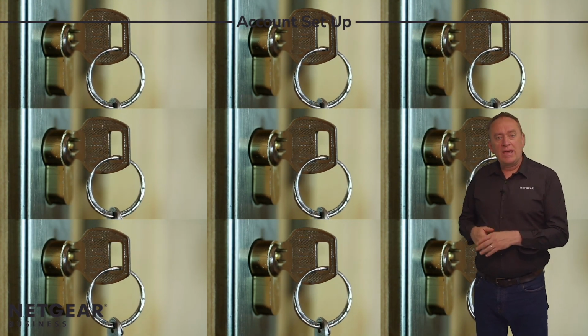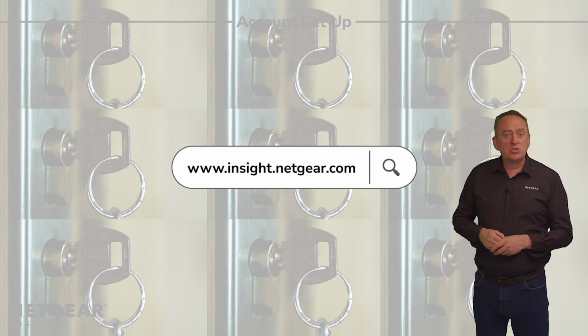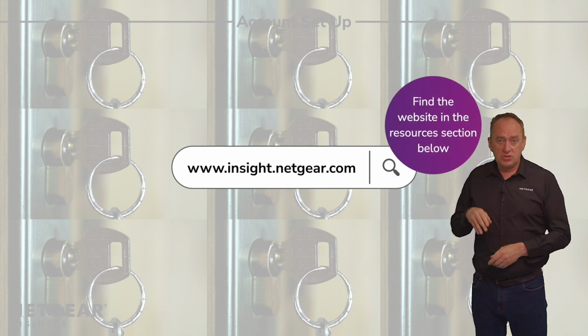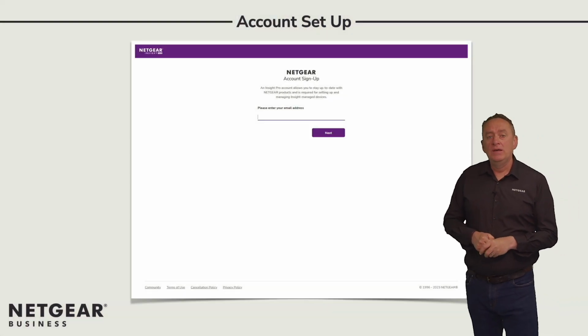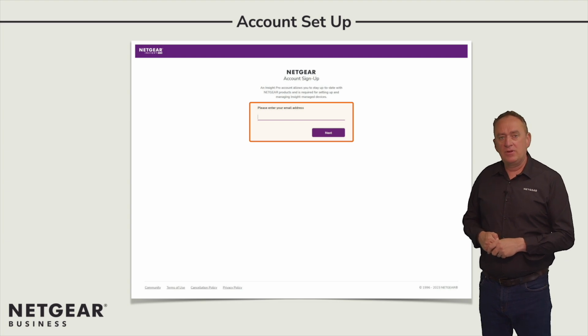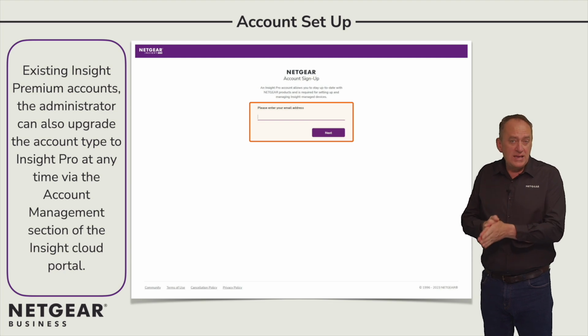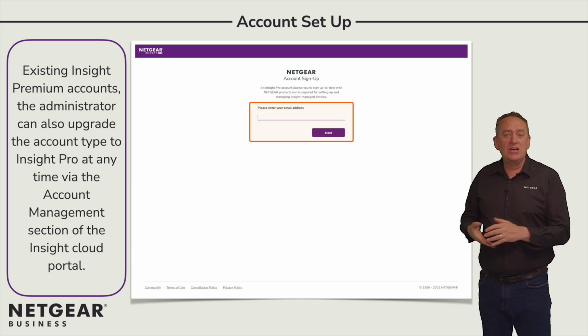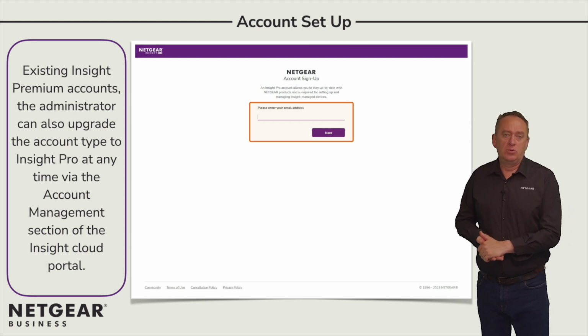To credit a new account, head over to this web address. You'll also find this in the resources section just below here on the page. After selecting Insight Pro, fill in the email address of the owner of the account, followed by the type of license you require. For existing Insight Premium accounts, the administrator can also upgrade the account type to Insight Pro at any time via the account management section of the Insight Cloud portal.